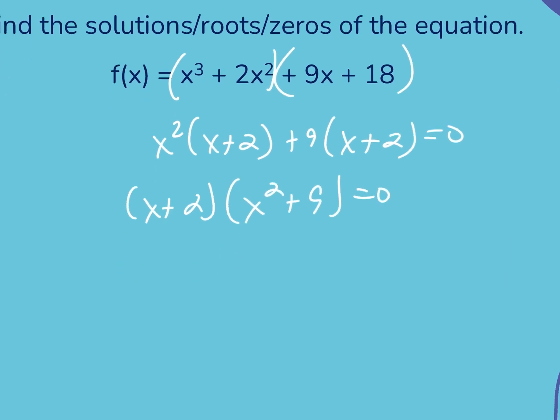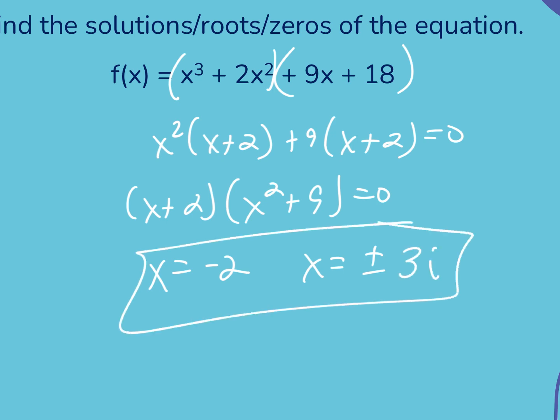So x equals negative 2, and x equals what here? Plus or minus 3i. So when you throw this in your calculator, what would you visually see? 1 x-intercept. Where would your 1 x-intercept be? At negative 2. Does everybody understand that?